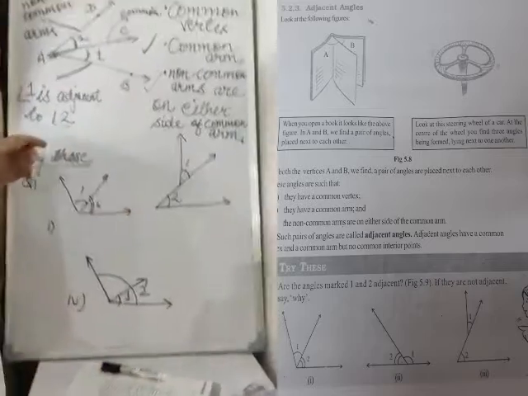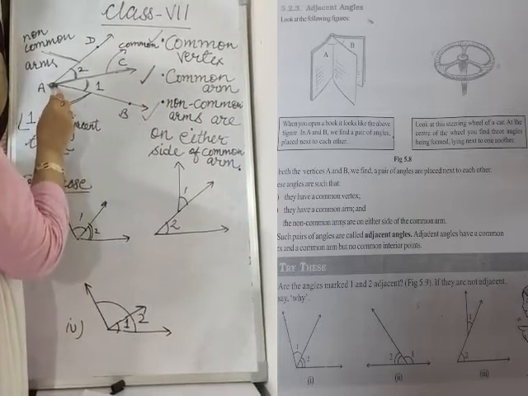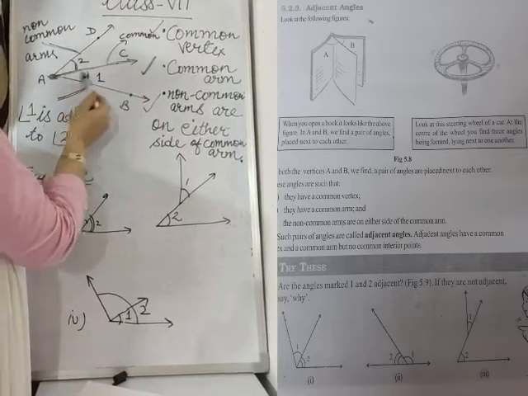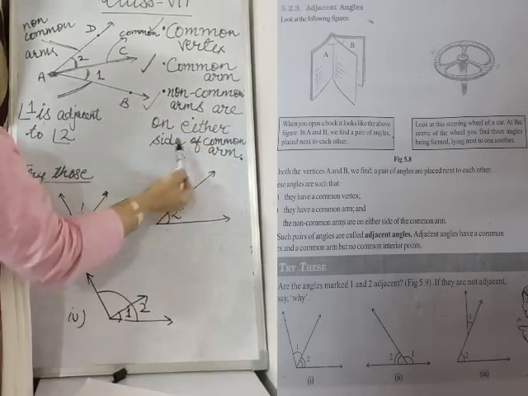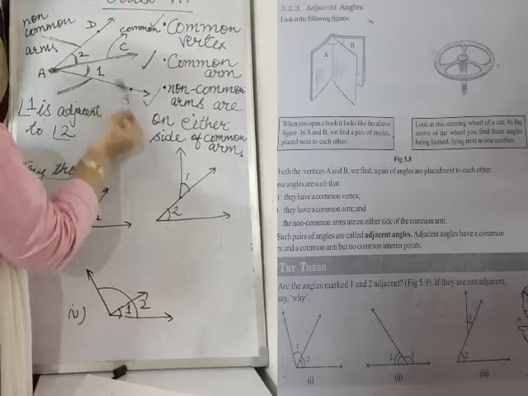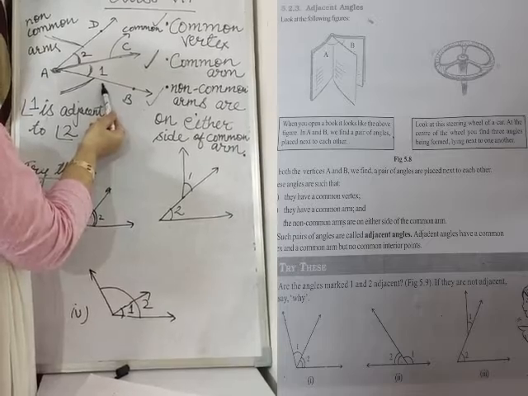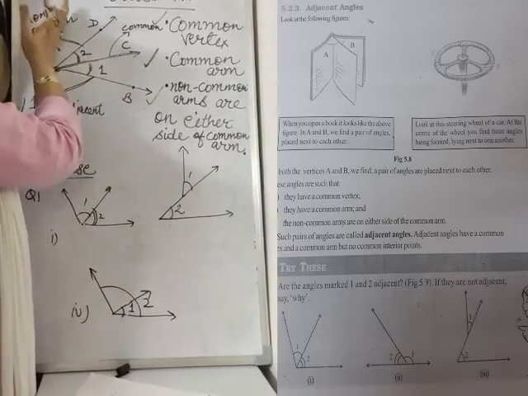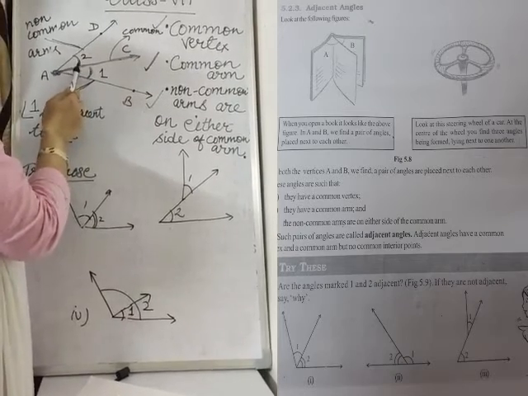So have you understood adjacent angles? The rules are: first, check that there should be a common vertex. As in this figure, A is the common vertex. Second, a common arm between 1 and 2. And third, non-common arms are on either side of the common arm. So AB and AD are on either side of the common arm, which here is AC. If both arms AB and AD are on the same side of AC, then you will say 1 and 2 are not adjacent.